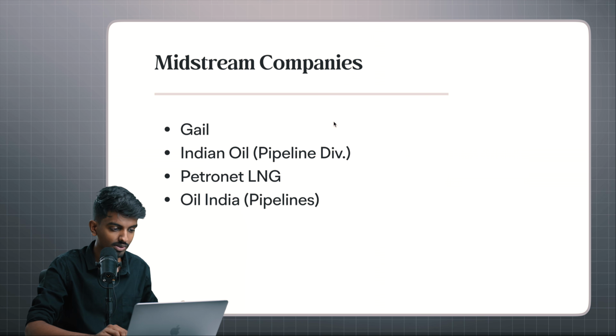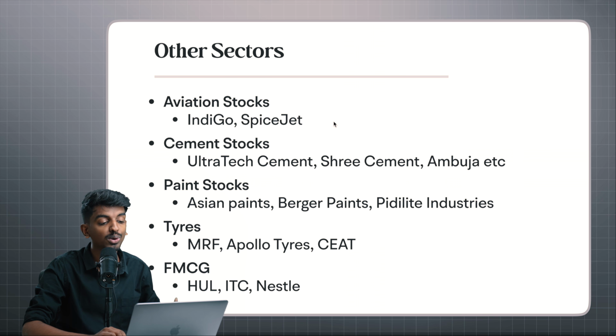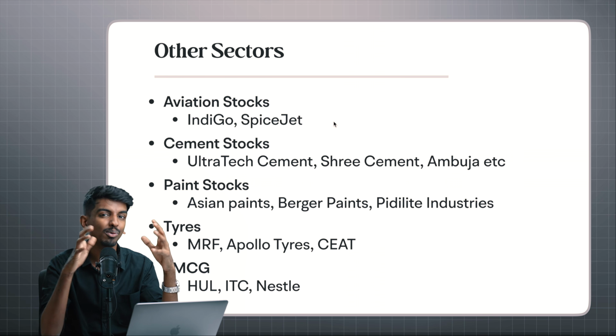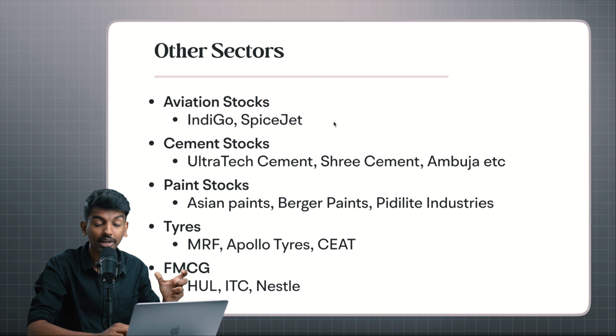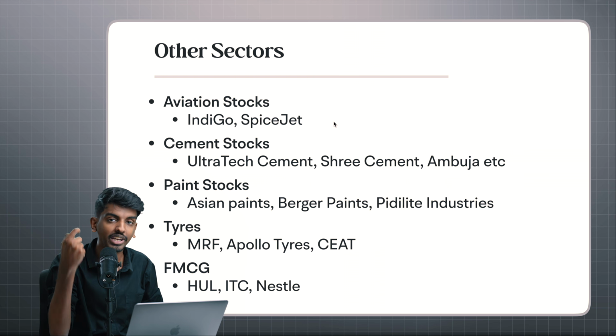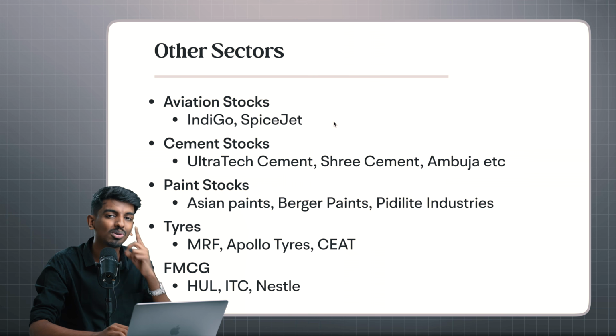There are three types of sectors. They'll be affected very differently based on the crude oil prices internationally. And then you can also look into the other sectors. So when I tell you about this, it looks very logical, right? Aviation stocks, their profits are very much dependent on the crude oil pricing, so their stock prices will also be dependent on it.